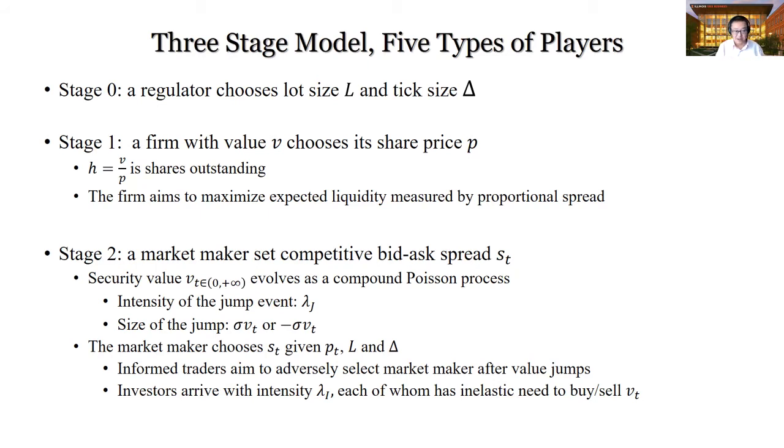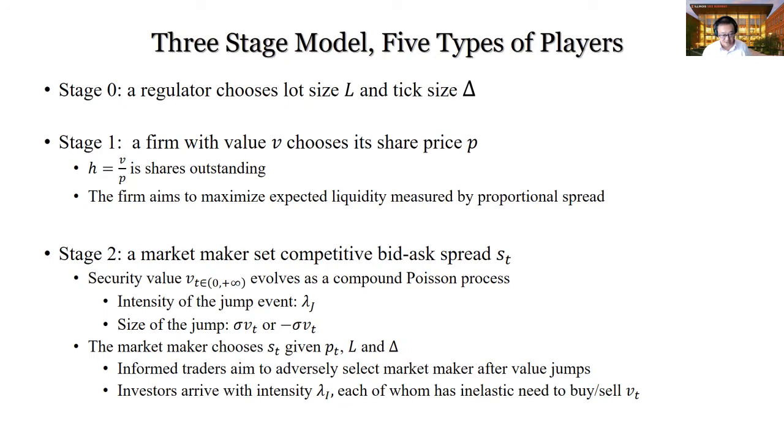Stage 2, actually, Marius has already presented. It's a trading game. A market maker sets a competitive bid-ask spread, let's call it S_t. The security value evolves as a compound Poisson process. The intensity of jump is lambda J. Basically, it's how often they jump. And the size of jump is sigma V_t or minus sigma V_t. Basically, it's like sigma percent. Either you go up or go down.